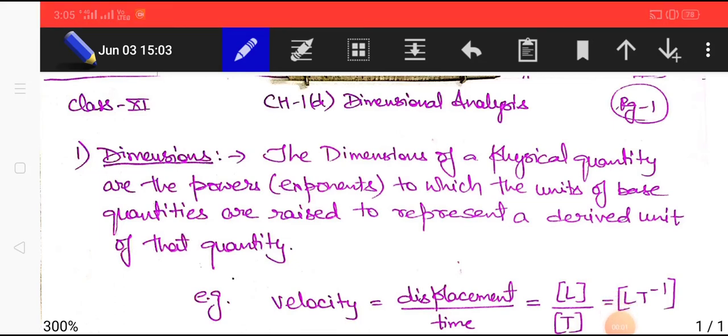Hello dear students, this is your physics teacher Ashish Sharma and in this lecture we will discuss dimensional analysis. This is the first lecture of dimensional analysis.